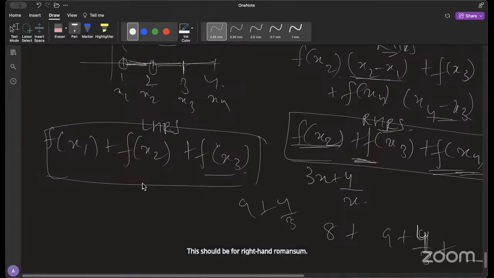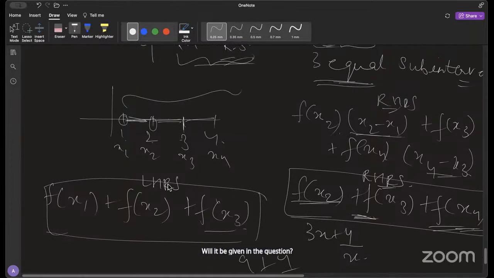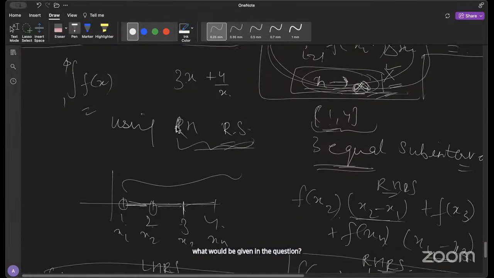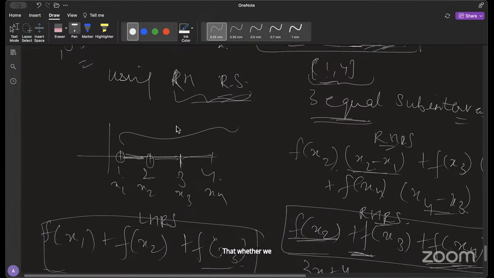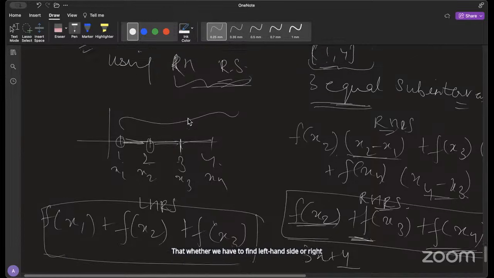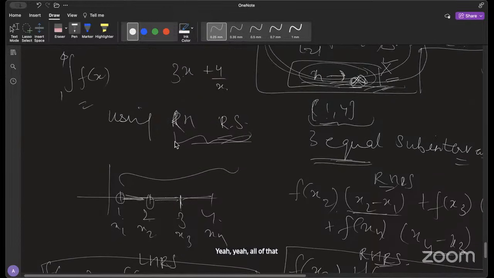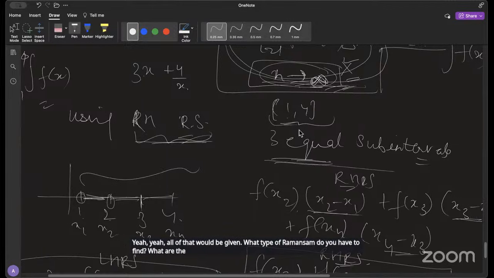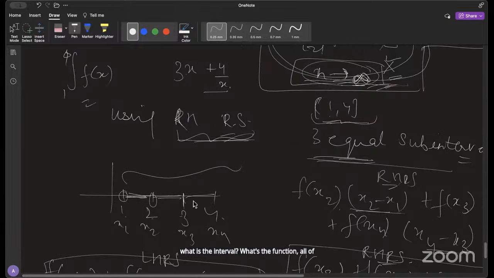Will it be given in the question? What would be given in the question? Whether we have to find the left-hand Riemann sum or the right-hand. Yeah, all of that would be given. What type of Riemann sum do you have to find? What are the subintervals? What is the interval? What's the function? All of these things will be given.